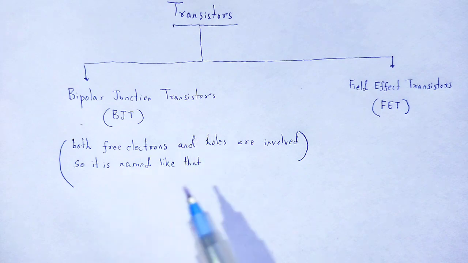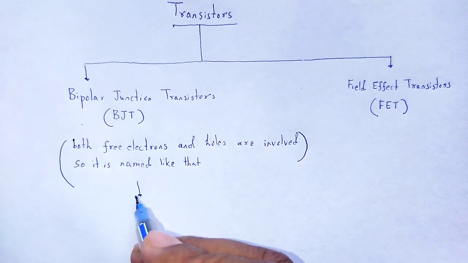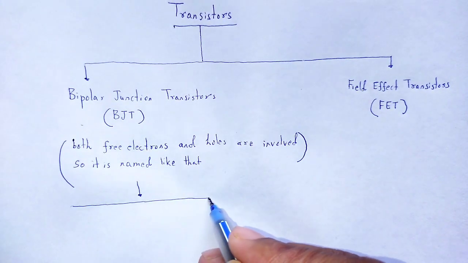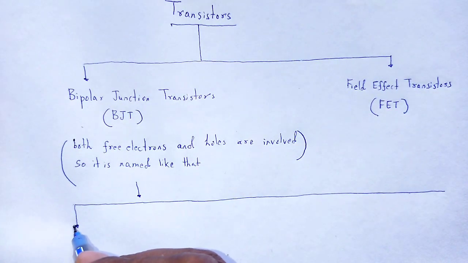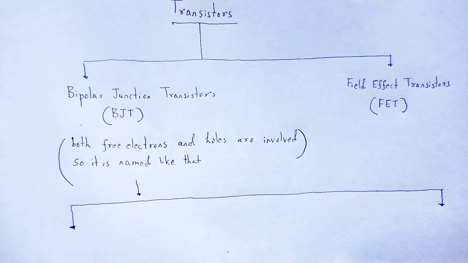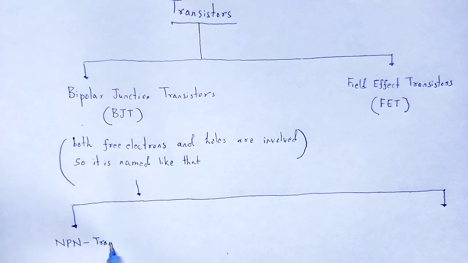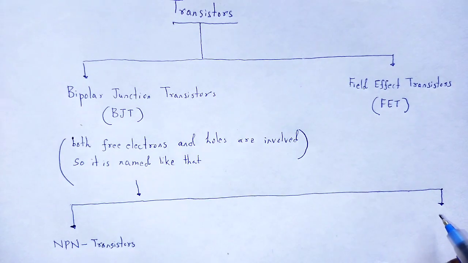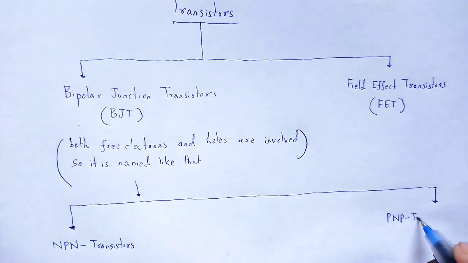Bipolar junction transistors are further classified into two categories. One is NPN transistors, another one is PNP transistors.